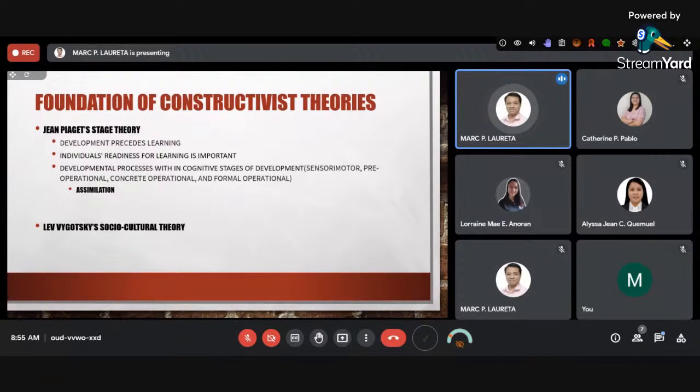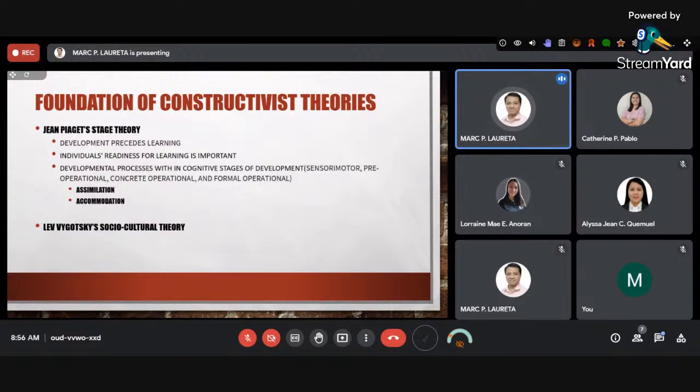Then there are also three processes that Piaget mentioned that constantly happen in a constructivist learning environment. First is what we call assimilation. When we are referring to assimilation, learners encounter new information, new ideas, new events. They are trying to incorporate those occurrences into their existing cognitive structure.